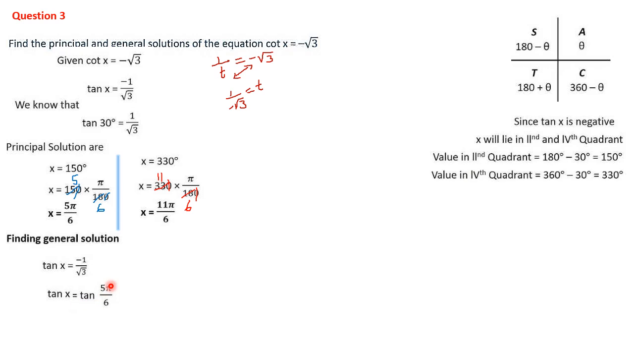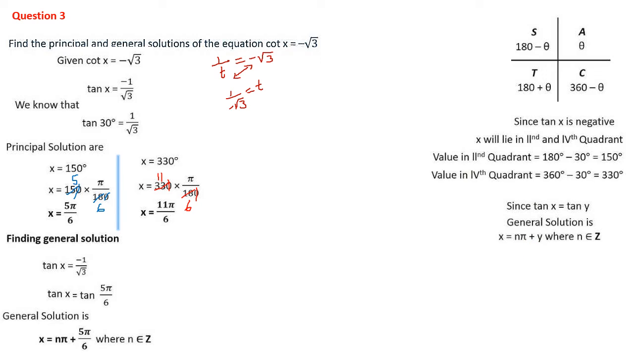So tan x is equal to tan 5 pi by 6. This is in the form tan x is equal to tan y. The general solution is n pi plus y. So we can write the general solution: x is equal to n pi plus y, y is 5 pi by 6, where n is an element of z.